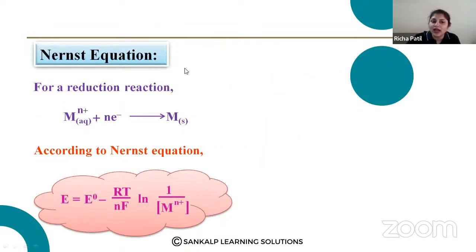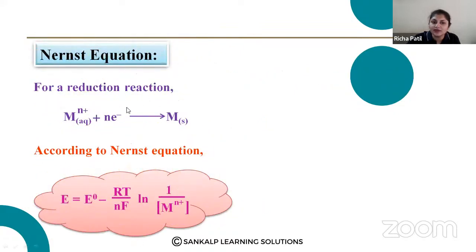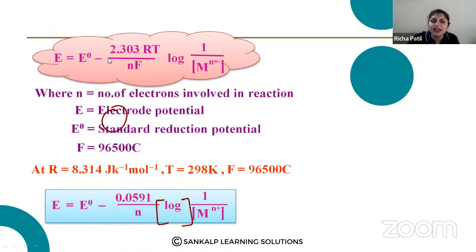Next is the Nernst equation. As discussed, all electrode potentials are expressed as reduction potentials. For any reduction reaction, it is represented as M^n+ (aqueous) plus ne^-, reduction meaning gain of electrons, giving M in solid state. According to the Nernst equation, E equals E naught minus RT/nF ln of 1 by [M^n+], where this is the concentration of M^n+. Further, E equals E naught minus 2.303 RT/nF log of 1 by concentration of M^n+, where n represents the electrons involved in the reaction.